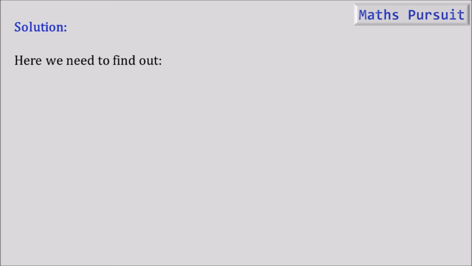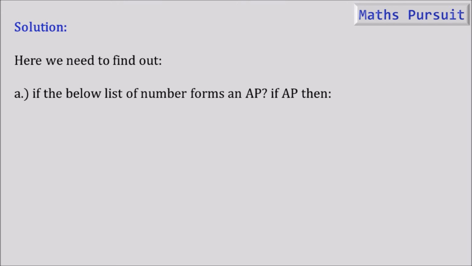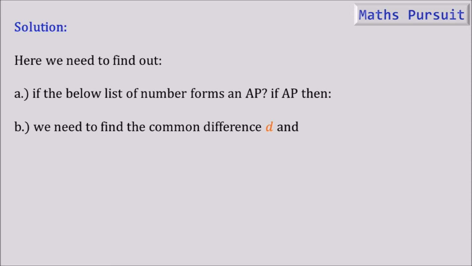Solution. Here we need to find out if the below list of numbers forms an AP. If it is an AP, then we need to find the common difference D and also find the next 3 terms. Guys, the question is very simple. It is asking us to determine whether the given number series forms an arithmetic progression or not. If it forms an arithmetic progression, then only we are going to find out the next 3 terms. And we very well know that for determining whether the given number series forms an arithmetic progression or not, we need to find out the common difference among the consecutive terms. That's what we are going to do now.